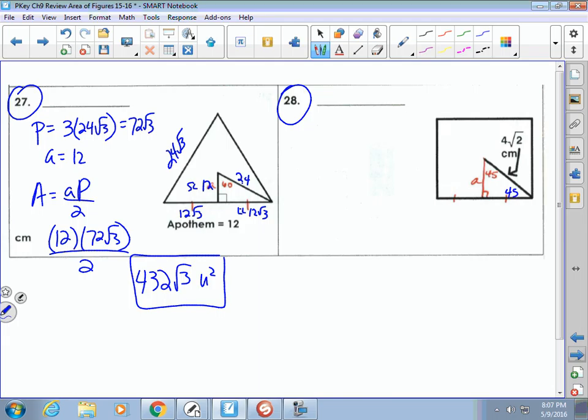If I want to use the apothem, since I know that's 4 root 2, this is leg radical 2. Well, that's 4 root 2, so that means this is 4 and 4. So the apothem is 4. The apothem breaks the side, so that gives me the side is 8. So the perimeter is basically just 4 times 8, so you get 32.